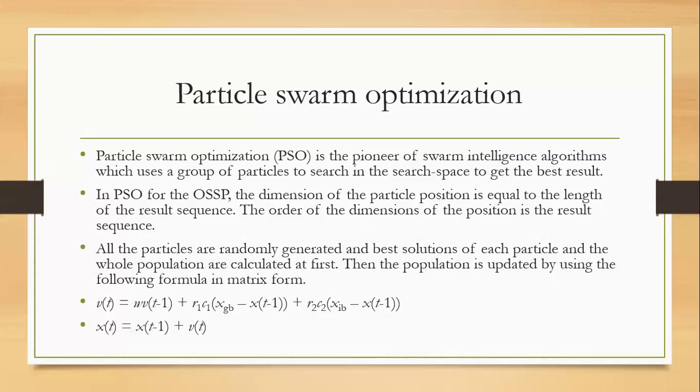During the update of population, the ranges of position and velocity are controlled so that velocity and position will not be too large or too small. After that, the optima of population and particle will be updated by sorting the position of each particle and getting an order as the sequence which represents OSSP's result. Then the process continues until the termination condition is reached and the best result is output.